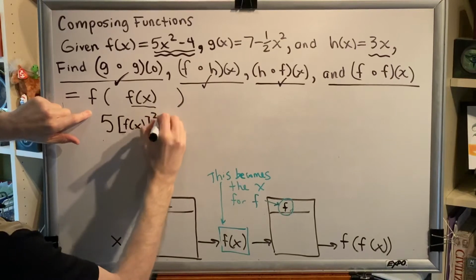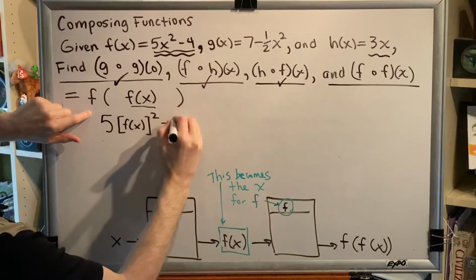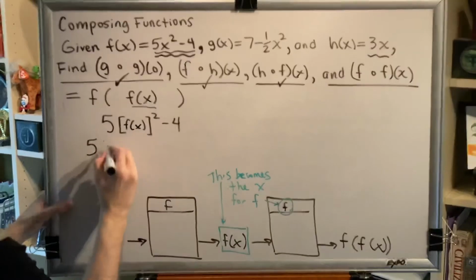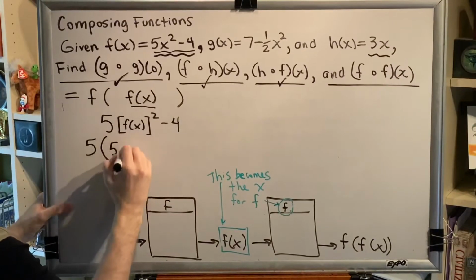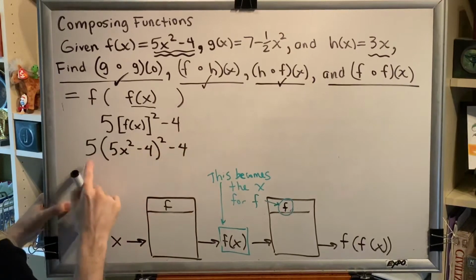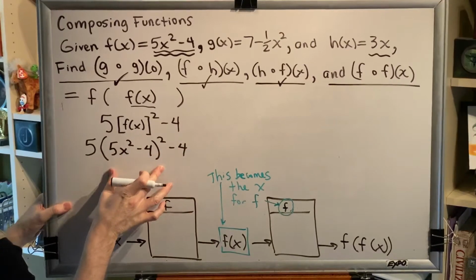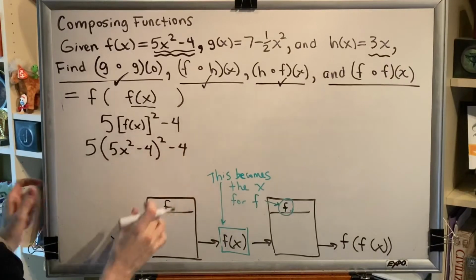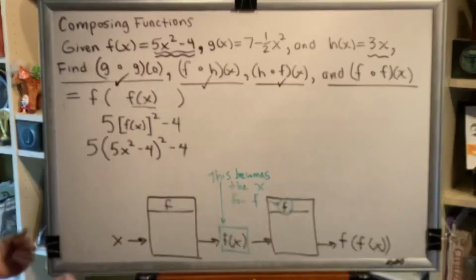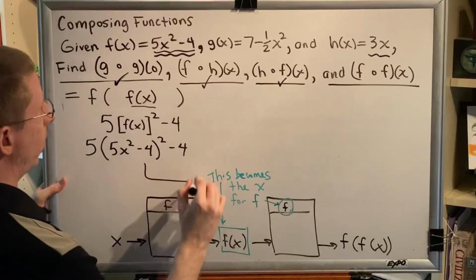So we get 5 f of x squared minus 4. Now substitute. What does f of x equal? Well, it equals 5x squared minus 4. So we get 5 times (5x squared minus 4) squared minus 4. Notice that this function is inside of itself. Now we begin to simplify.